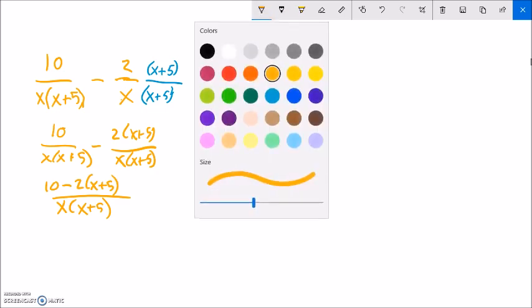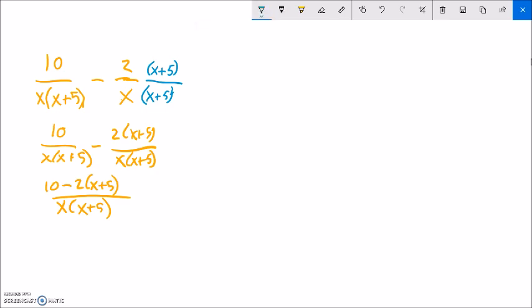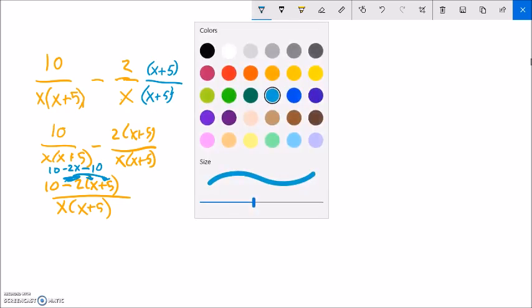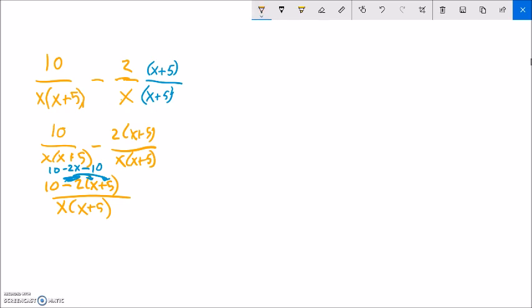Now I can simplify that numerator. I can take this negative 2. Remember, you're going to take the negative with it and distribute that into there. So this is the same as 10 minus 2x. And again, the negative goes with the 2. It's a negative 2 minus negative 2 times 5, 10. So 10 minus 10, that cancels out. So that's interesting. That leaves me with a negative 2x, because 10 minus 10 is 0, over x times x plus 5, which is great. That's equivalent to that.